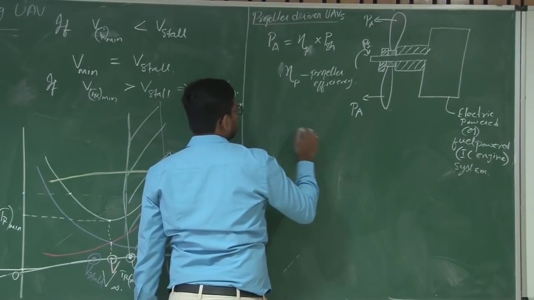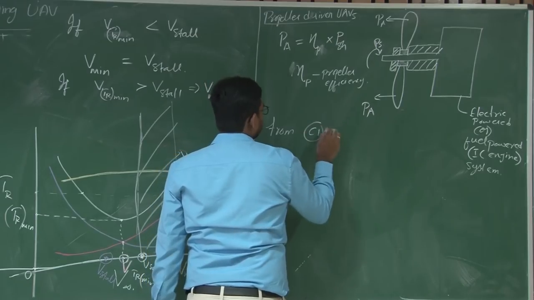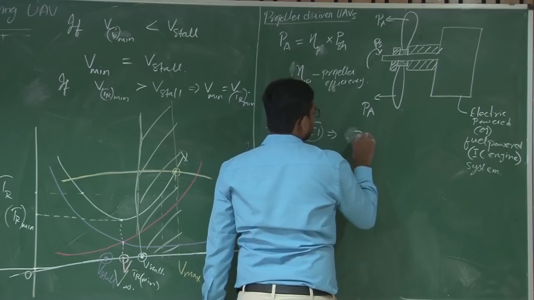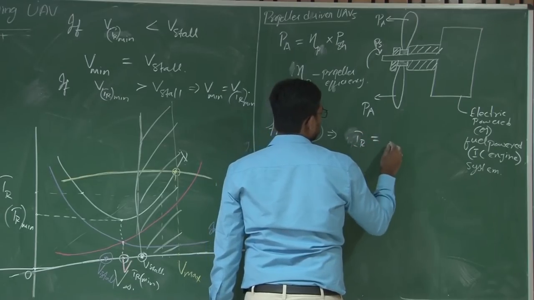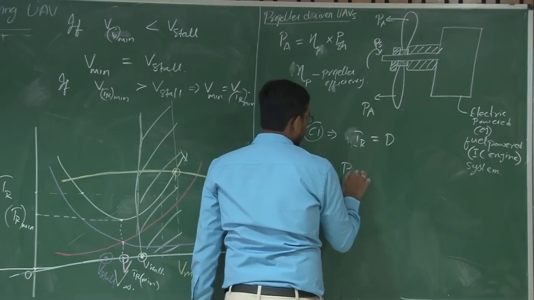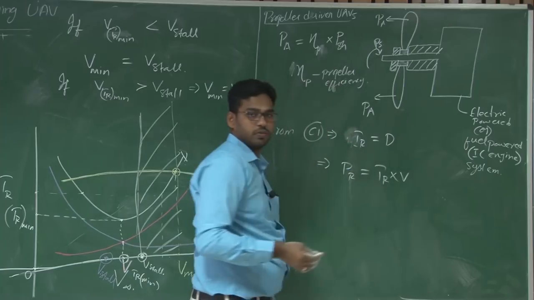So from C1, what we have is thrust required is equal to drag. This implies power required is equal to thrust required times velocity, force times velocity.